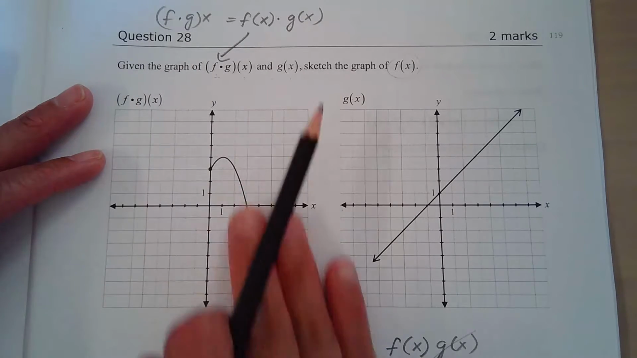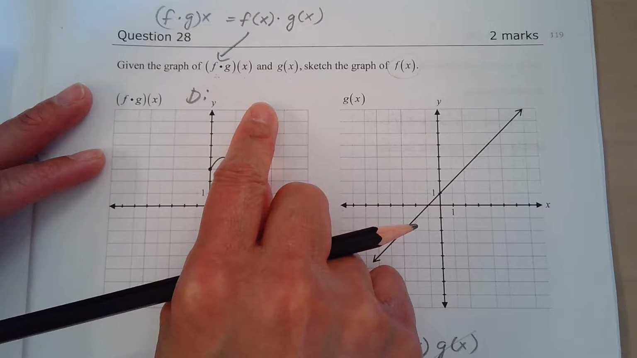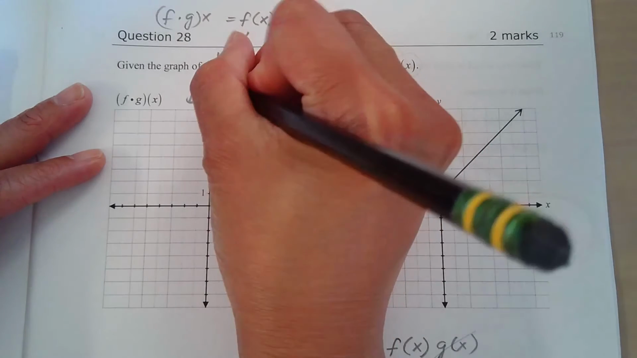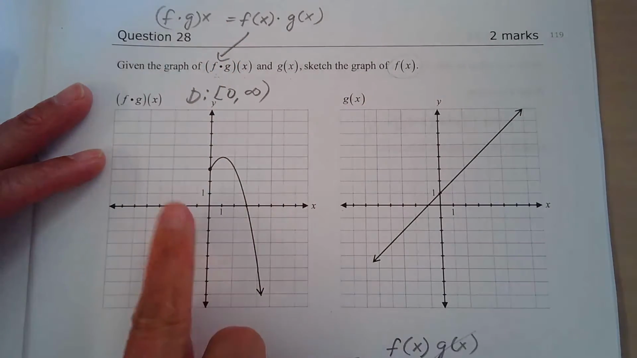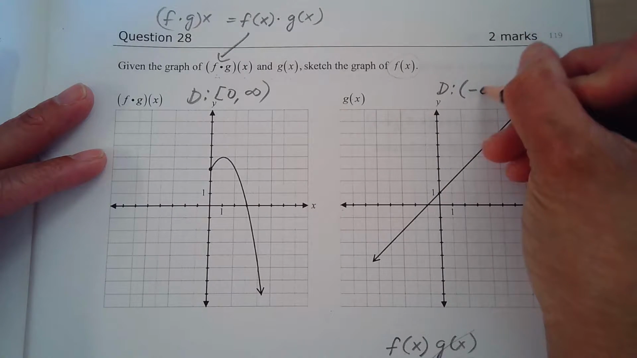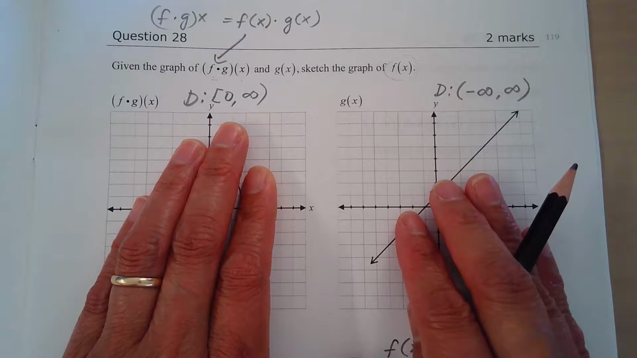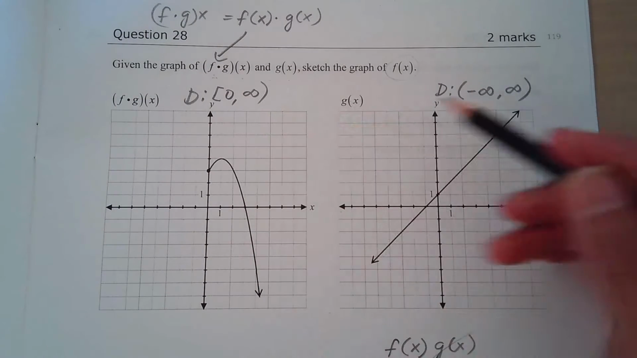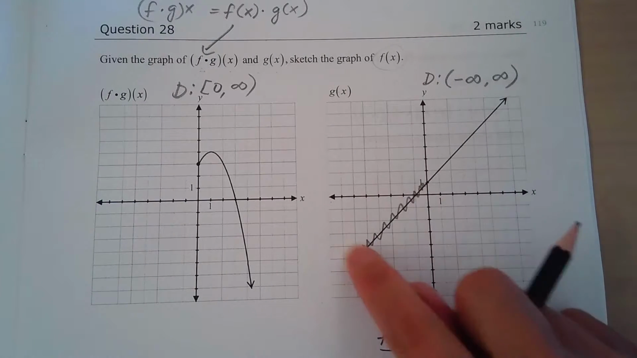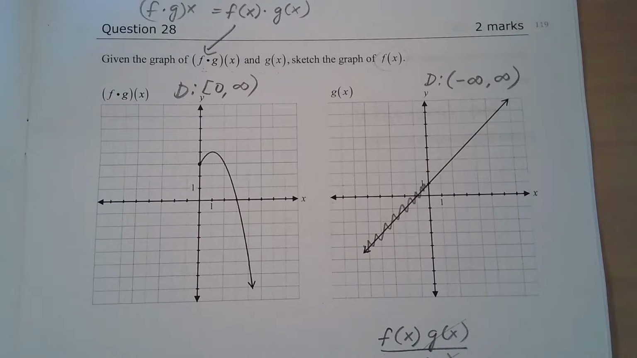Now, looking at this one here, f of x times g of x, the domain is from 0 to infinity, right? So it's defined from 0 to infinity. What about this one? This is going to be defined from negative infinity to positive infinity. Now, this one only starts from 0 to infinity. This starts from negative infinity to positive infinity. So really, if we are to combine them, we won't have any result for this one, right? From negative infinity to 0.